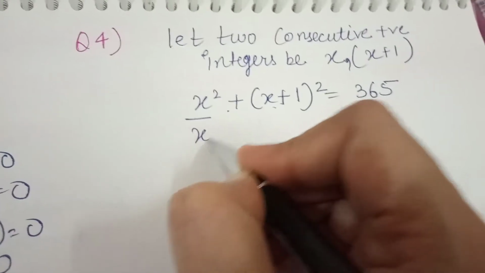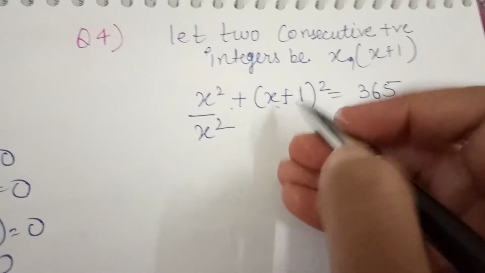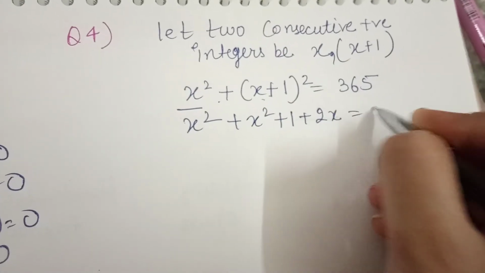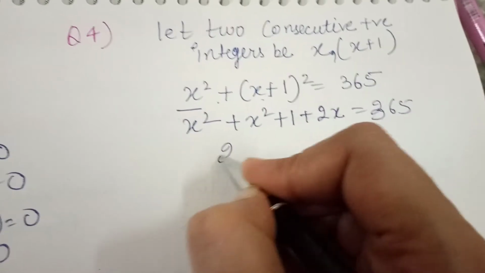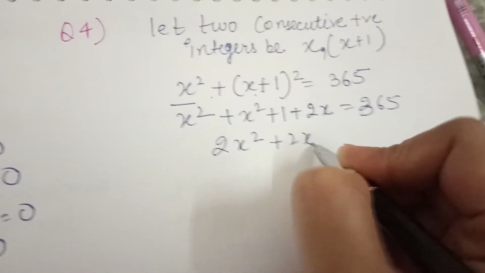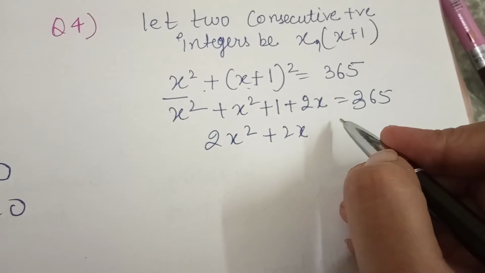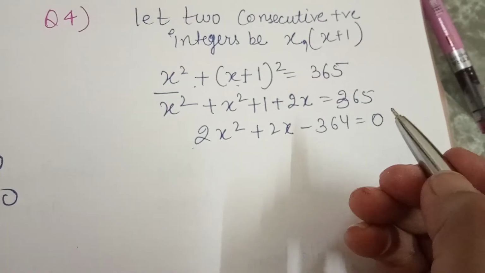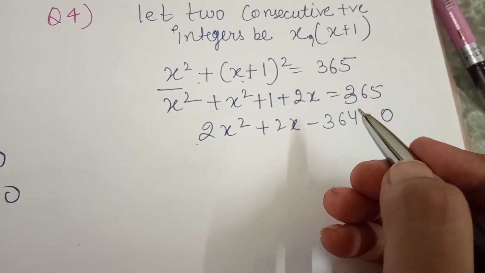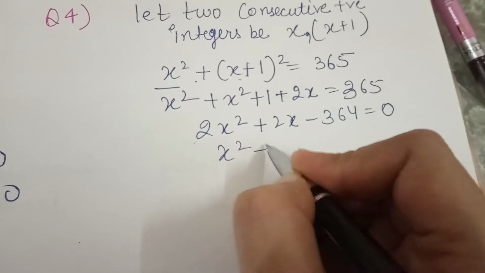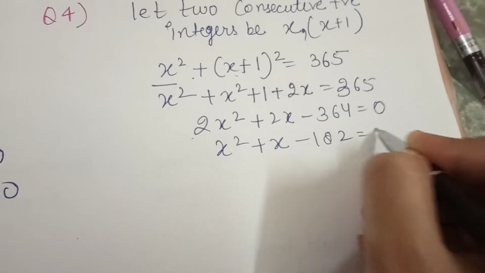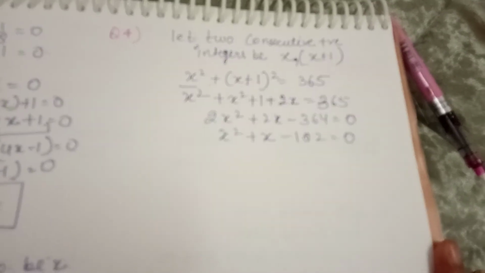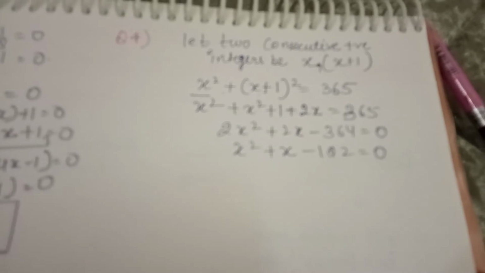Fine. So start forming the equation. x square plus a square plus b square plus 2ab is equal to 365. So it will be 2x square plus 2x. Shift it here in minus. So minus 365 plus 1 minus 364 equal to 0. We can reduce it also by dividing 2. So it will be x square plus x minus 182 equal to 0. So solve this equation by factorization method and find the values of two consecutive numbers. Fine.